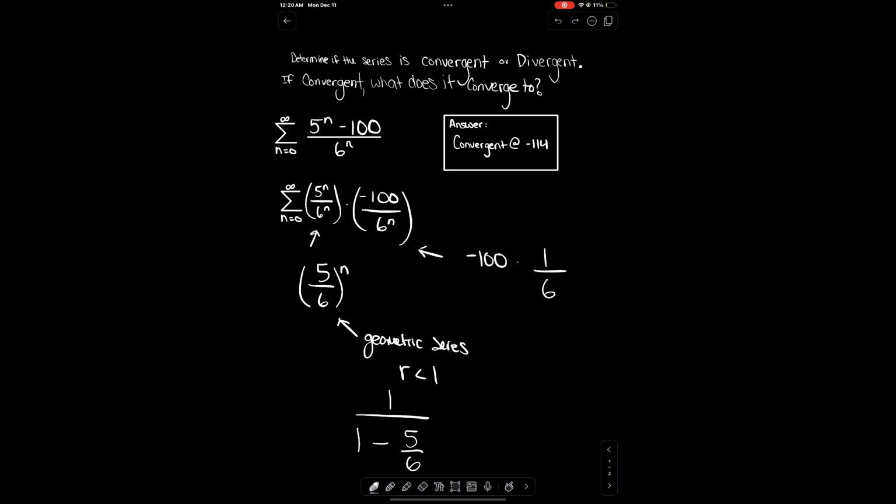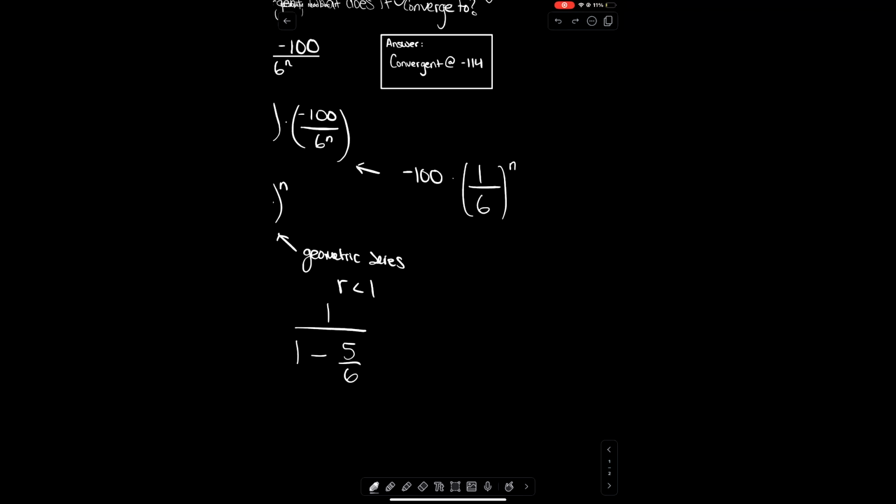So we could write this as 1 over 6 to the nth power, because if we distribute this n to the top and the bottom, it would be the same thing as this over here, just multiplied by negative 100, right? So we're going to find that this value is also geometric, which also converges to 1 over 1 minus 1/6.